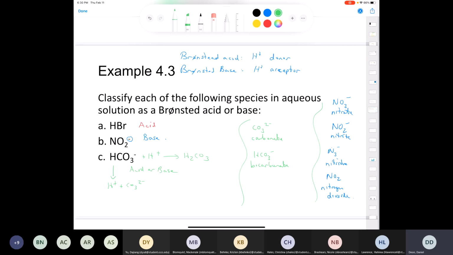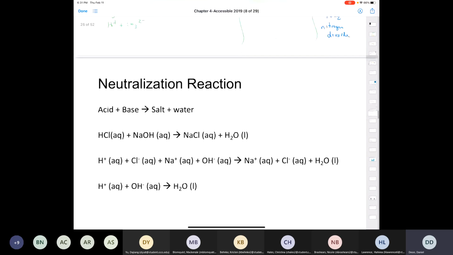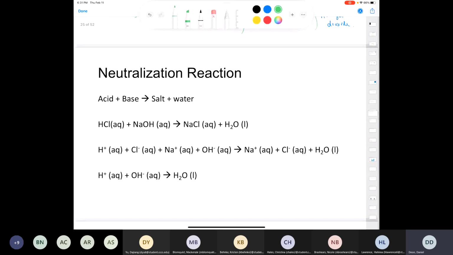Well, let's talk about a neutralization reaction and what a neutralization reaction is for a second. If you have an accident in the lab, and accidents in the general chemistry lab are pretty rare, where we spill large quantities of an acid.